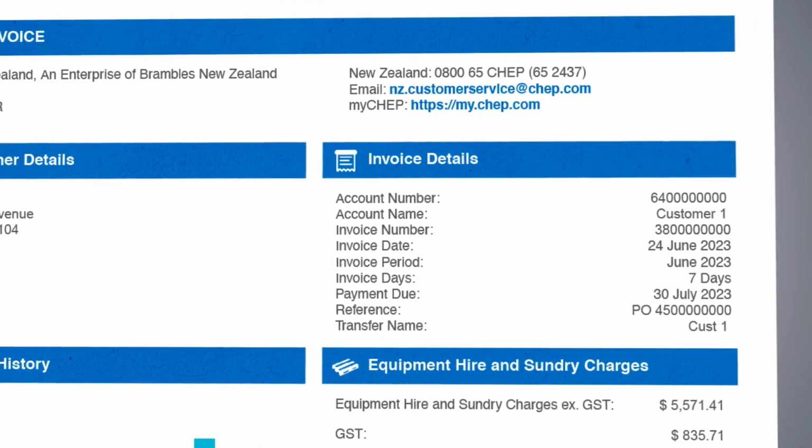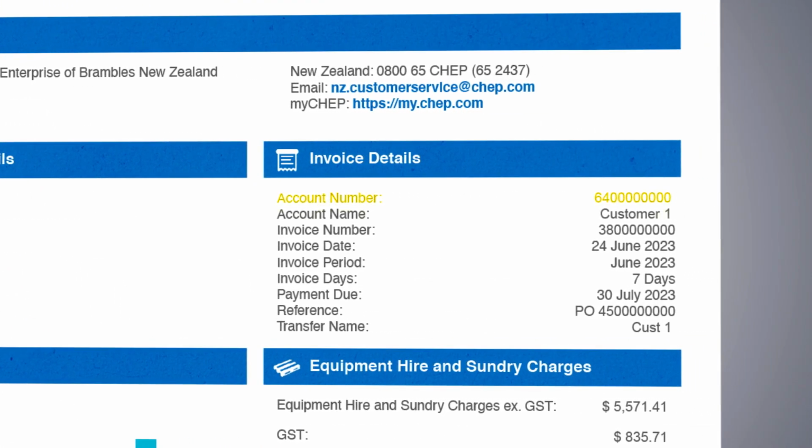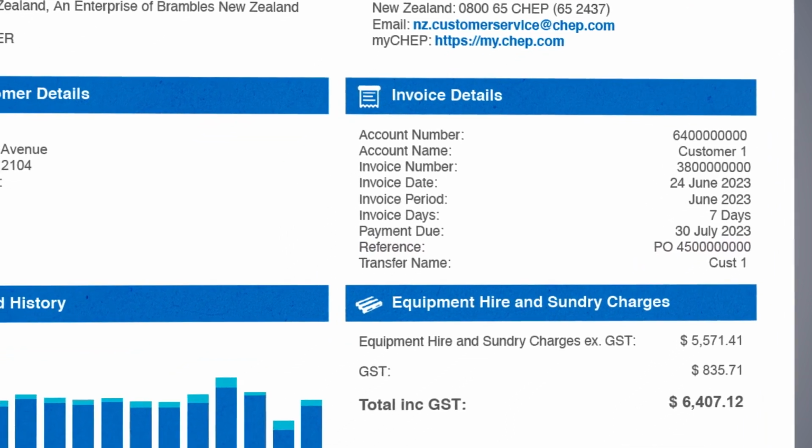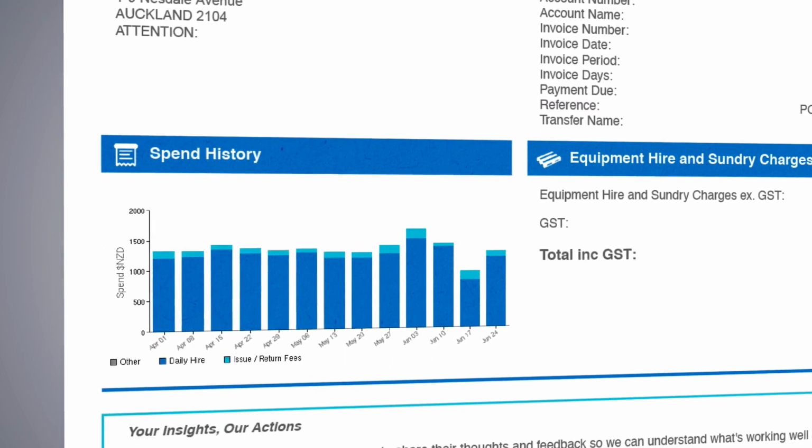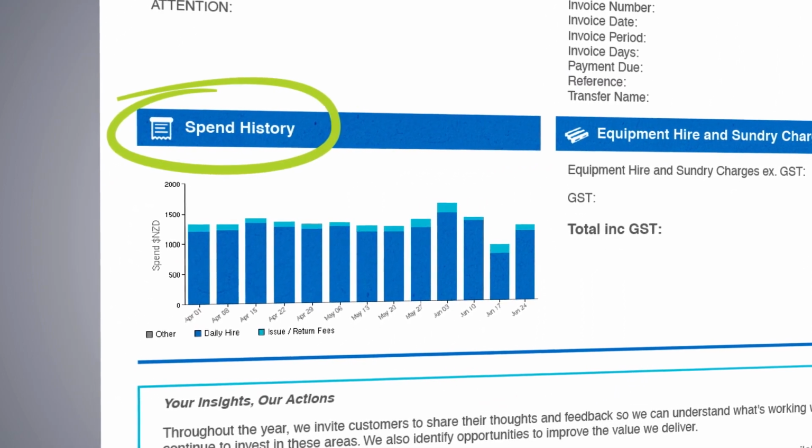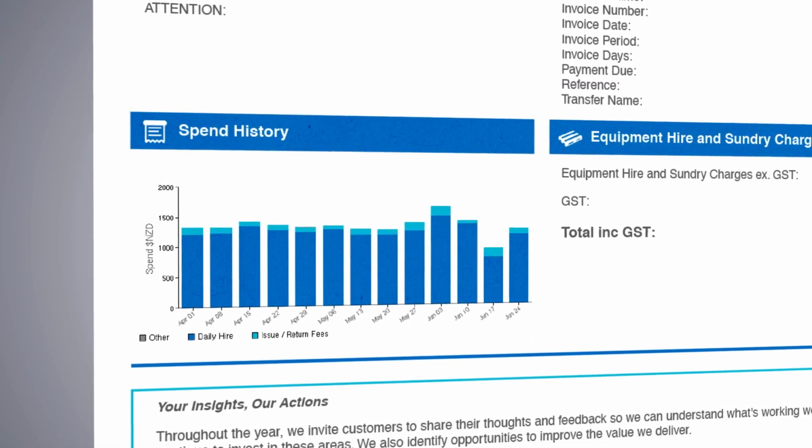Within the invoice details, you will find your account number and name, the invoice number, invoice date, invoice days, and the date payment is due. If you have provided a purchase order, it will be displayed in the reference field. The spend history chart shows the total spend for the past 13 invoices.